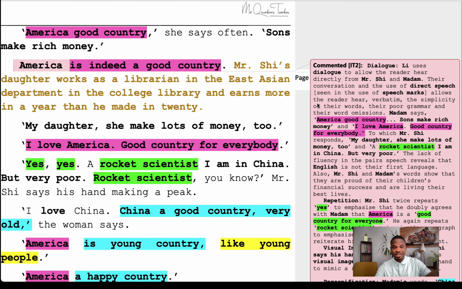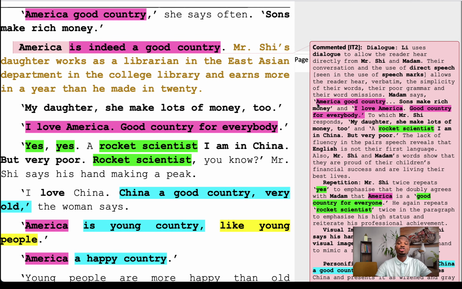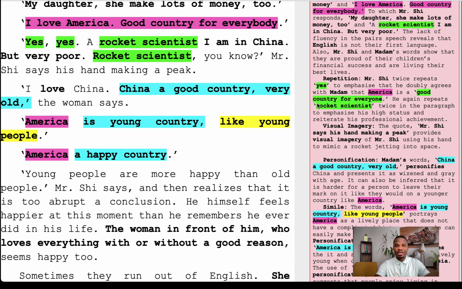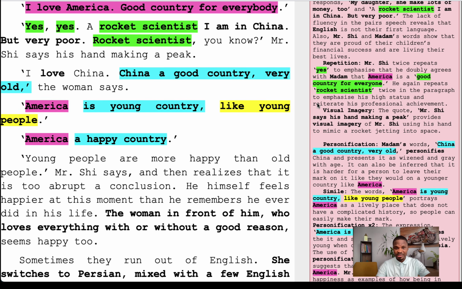And then Mr. Chi says, America is a young country, like young people. America, a happy country, again, Madame says. So young people are more happy than old people, Mr. Chi says. And then realizes it's too abrupt a conclusion. He himself feels happier at this moment than he remembers he ever did in his life. The woman in front of him, who loves everything, with or without a good reason, seems happy too.